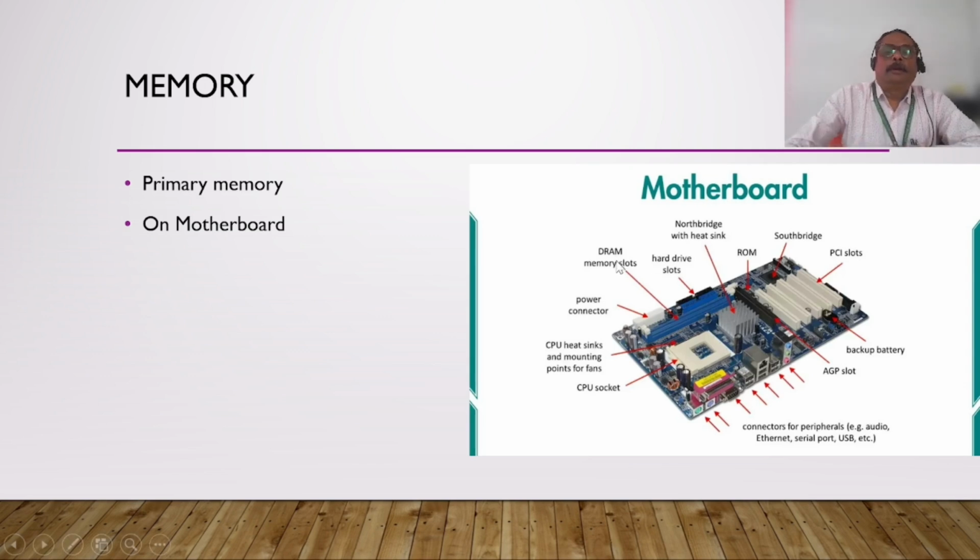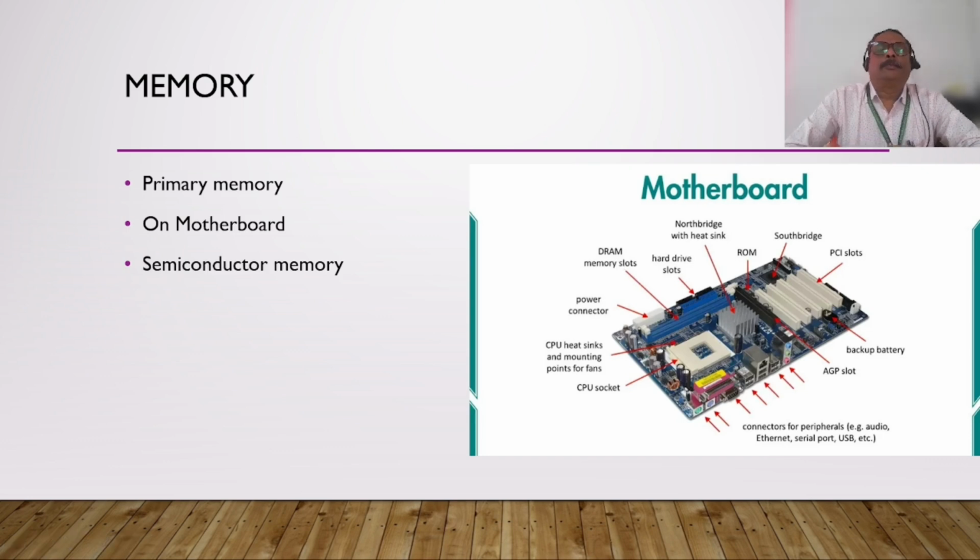Main memory is a semiconductor memory, which is fastest to access, to read, to write. So the speed of working with semiconductor memory is the fastest as compared to the primary and secondary. And the commonly used semiconductor memory is what we call RAM, that is random access memory, where any location of the memory can be accessed. There is no need to go one by one.